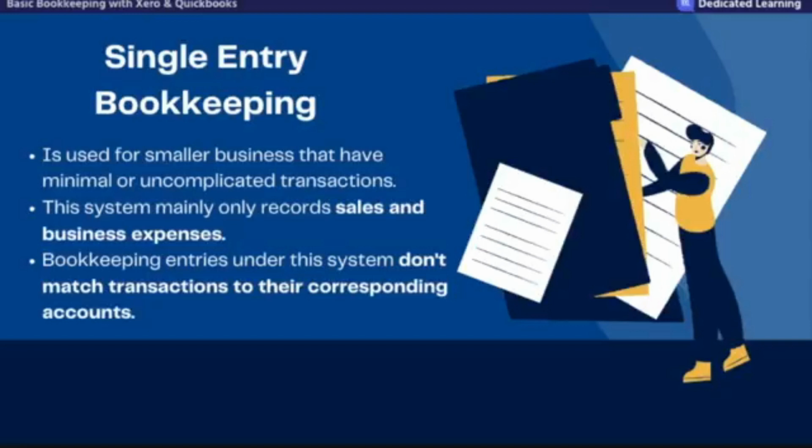So this is used for businesses that have minimal or uncomplicated transactions. This system records cash sales and business expenses that are paid when incurred. Bookkeeping entries under this system don't match transactions to their corresponding accounts. So what I'm talking about are the ALCRE accounts that we mentioned in the previous video. So under this system, they don't necessarily match the transactions to their accounts, which can make tracing revenues and expenses a little bit more difficult.